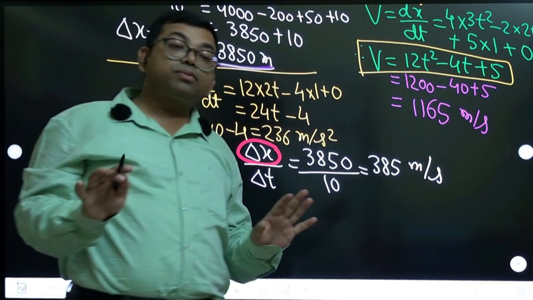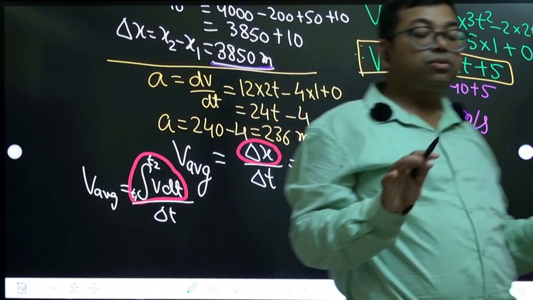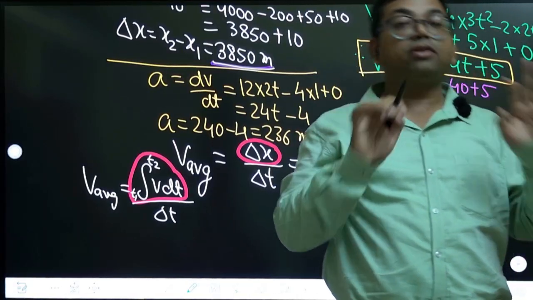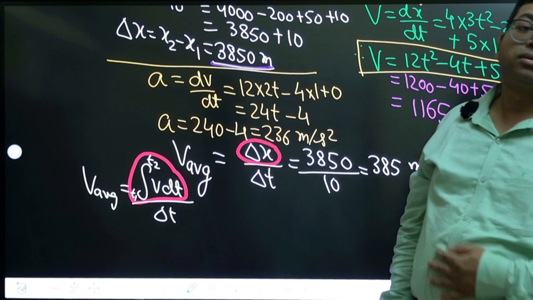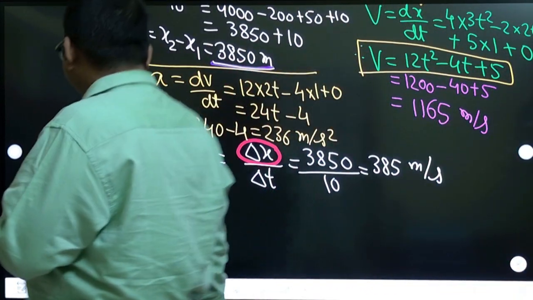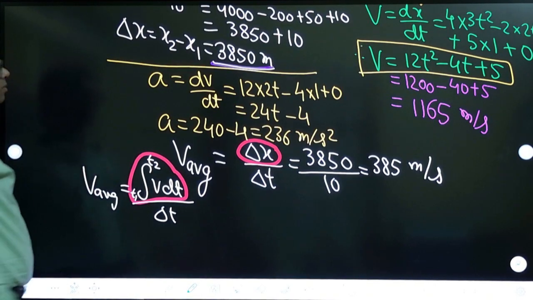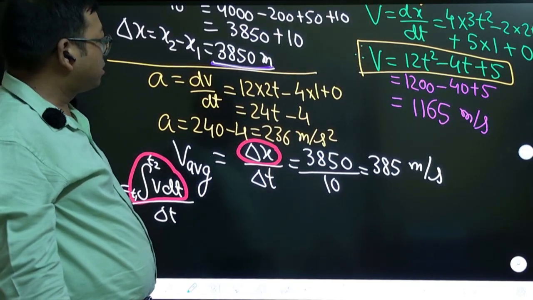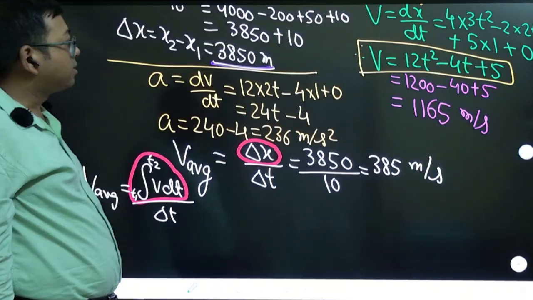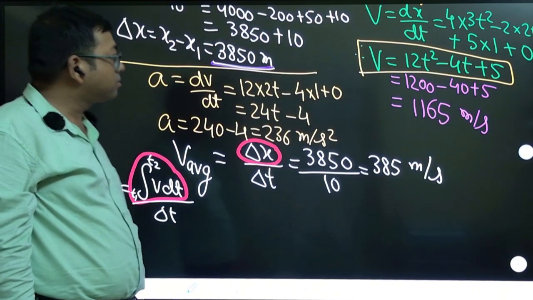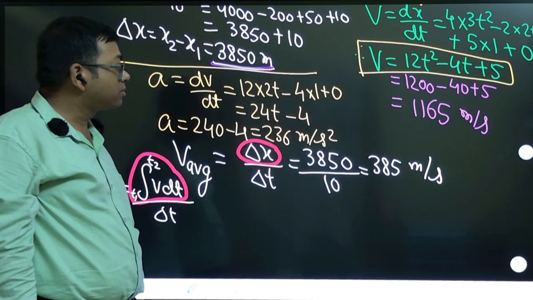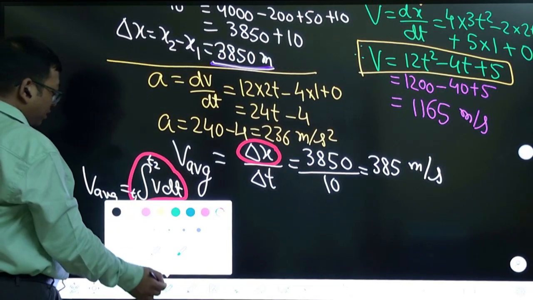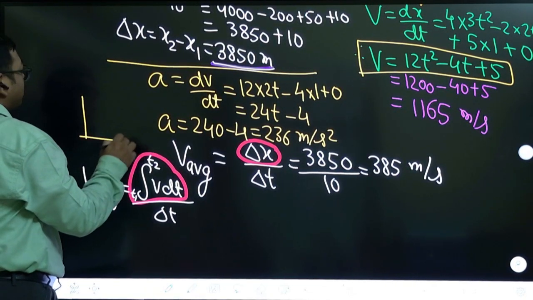We cannot use u plus v by 2, the mathematical average. Why can we not take the mathematical average? Tell me. So if the velocity time graph is a straight line, then you can take the mathematical average.